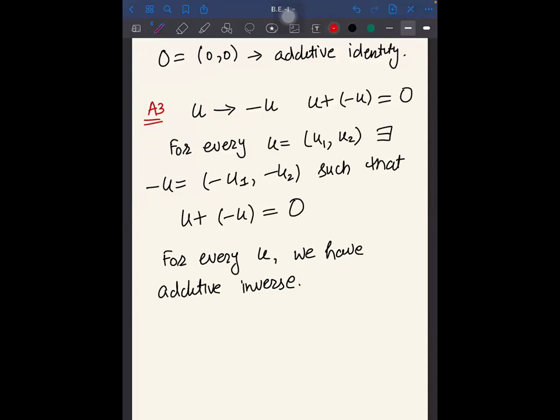Okay, so let's take the last property. The last property is commutativity. If you take (u1, u2) and (v1, v2), can you tell me whether u plus v will be equal to v plus u or not? Definitely, because they are just numbers, right?